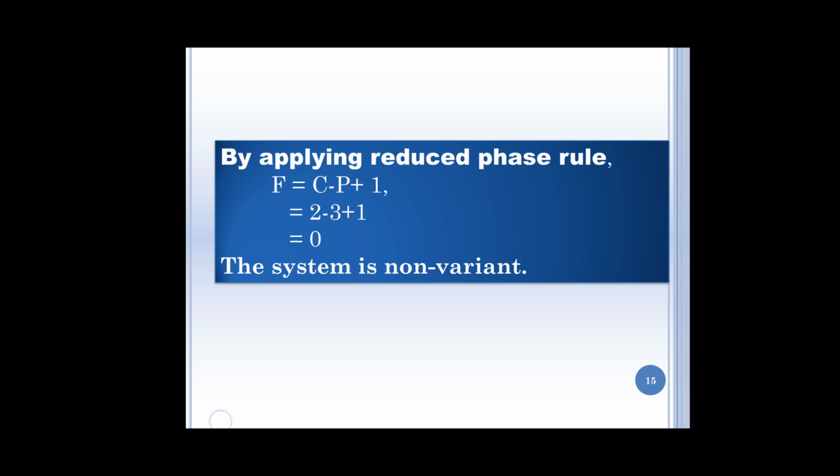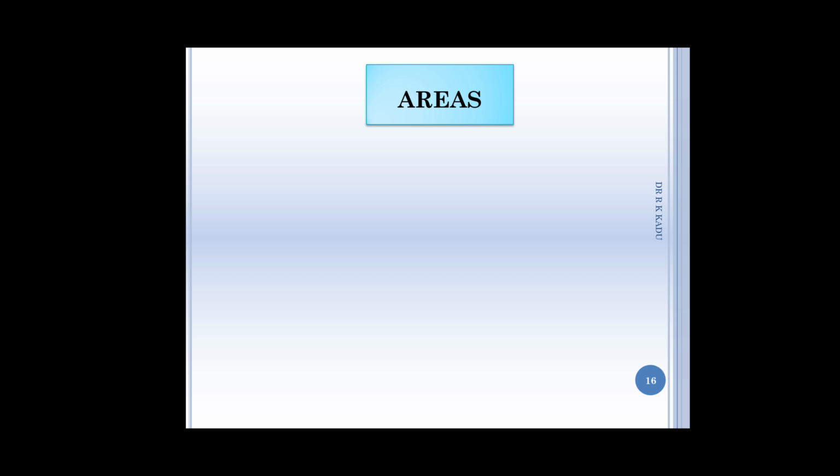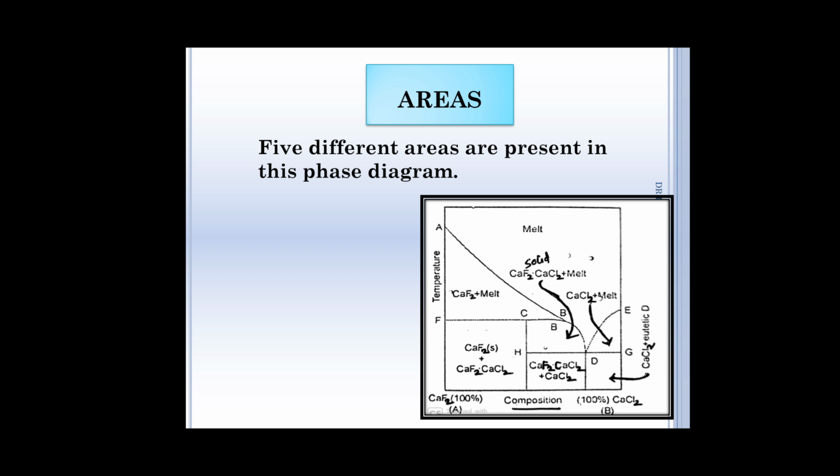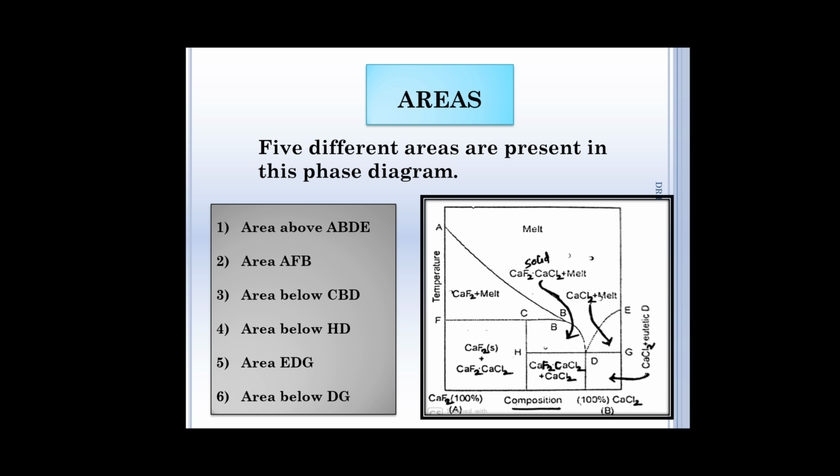After the discussion about the points, we'll move towards the different areas. So, in this phase diagram, six different areas are present. The first is the area above ABDE. Second is the area AFB. Third is the area below CBD. Fourth is the area below HD. Fifth is the area EDG. And sixth is the area below DG. Now we see what information is given by each area.